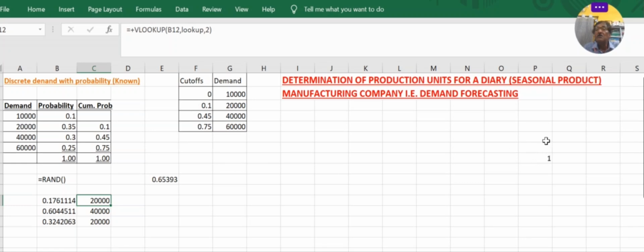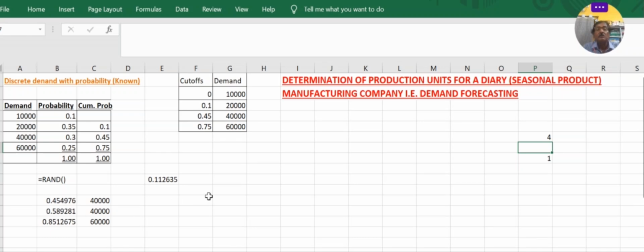Now, I have already mentioned, if you write anything in any cell, you will see the random number will change, and accordingly the demand figure will also change. Suppose I am writing 4 here. Automatically the random number has changed because it is electronically connected, and the demand will also change. How? 0.4549 is above 0.45 but below 0.75, that's why 40,000. In this way, 0.85 is above 0.75, that's why it is 60,000. In this way, demand can be connected with the random number.